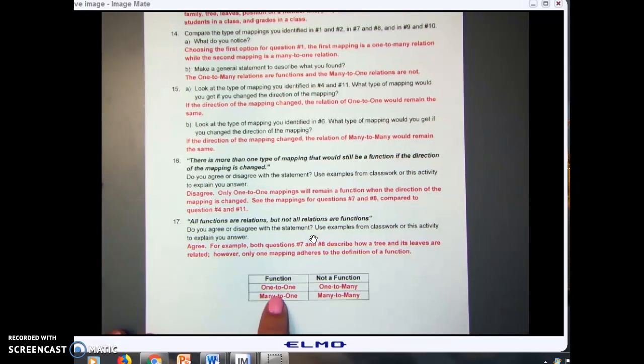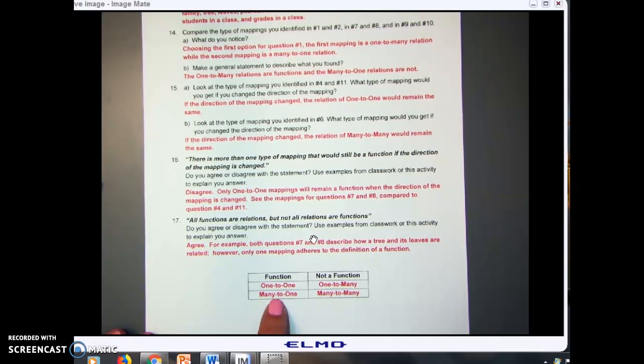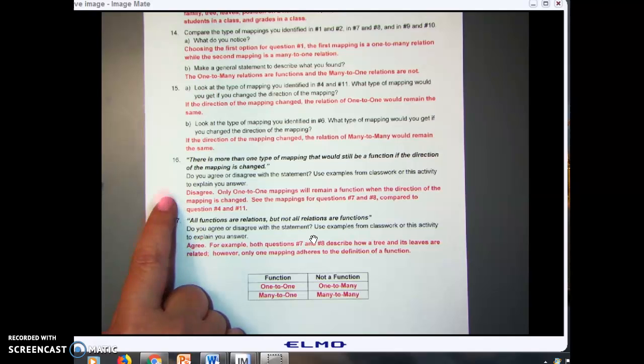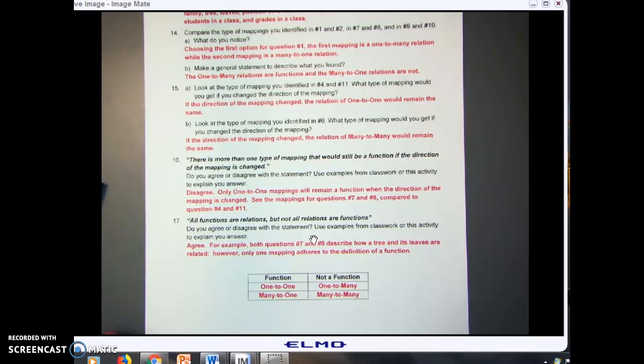So just to review a little bit, the two types of functions we have are 1 to 1 and many to 1. And the ones that are not a function are 1 to many and many to many. So in the case of my functions, when I reverse them, the only one that gives me back a function is a 1 to 1. So that's why I disagreed with their statement that only the 1 to 1 mappings will remain a function when the direction of the mapping is changed.